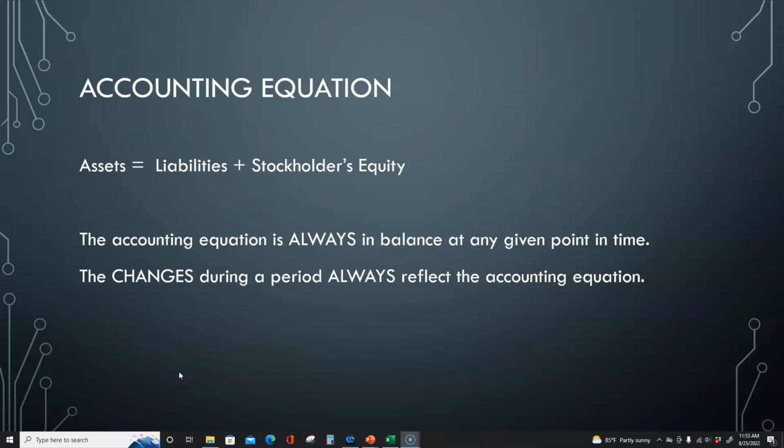So to summarize, here's your accounting equation. Accounting equation says assets equal liabilities plus stockholders' equity. The accounting equation is always, always, always in balance at any given point in time. And any changes to the accounting equation during a period will always reflect the accounting equation so that the accounting equation will always be in balance.